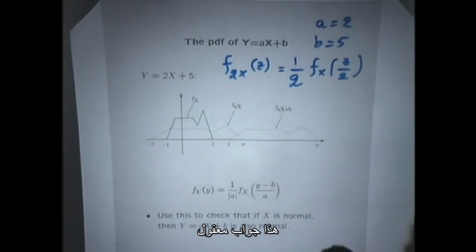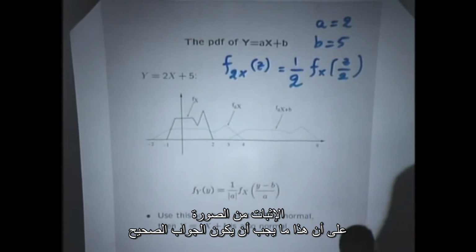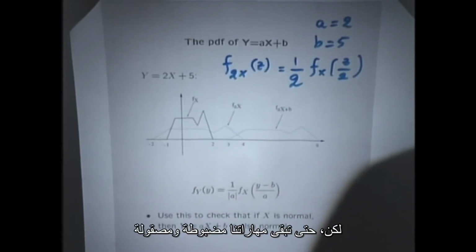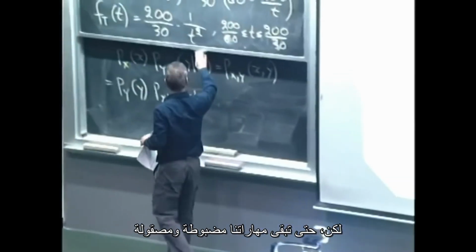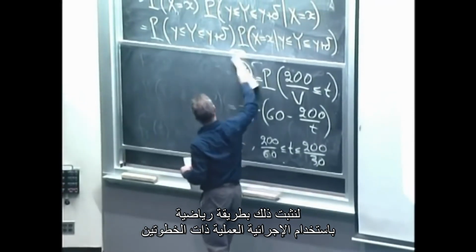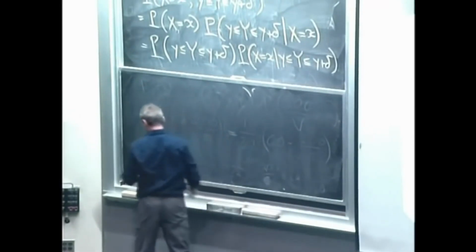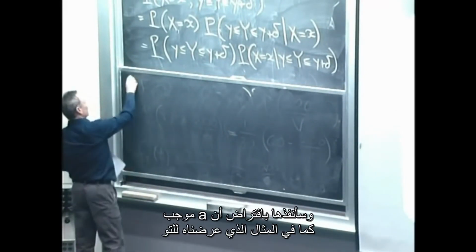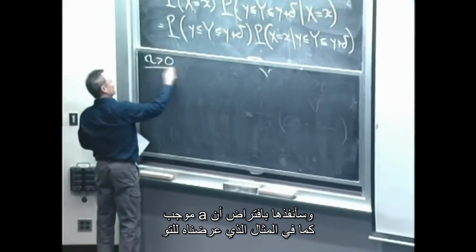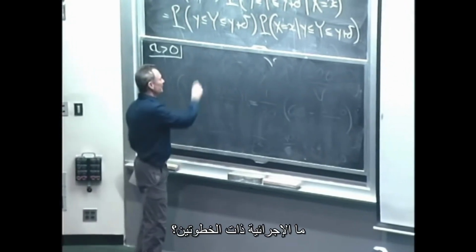Right. So this is a plausible argument, the proof by picture, that this should be the right answer. But just in order to keep our skills tuned and refined, let us do this derivation in a more formal way using our two-step cookbook procedure. And I'm going to do it under the assumption that a is positive, as in the example that we just did. So what's the two-step procedure?